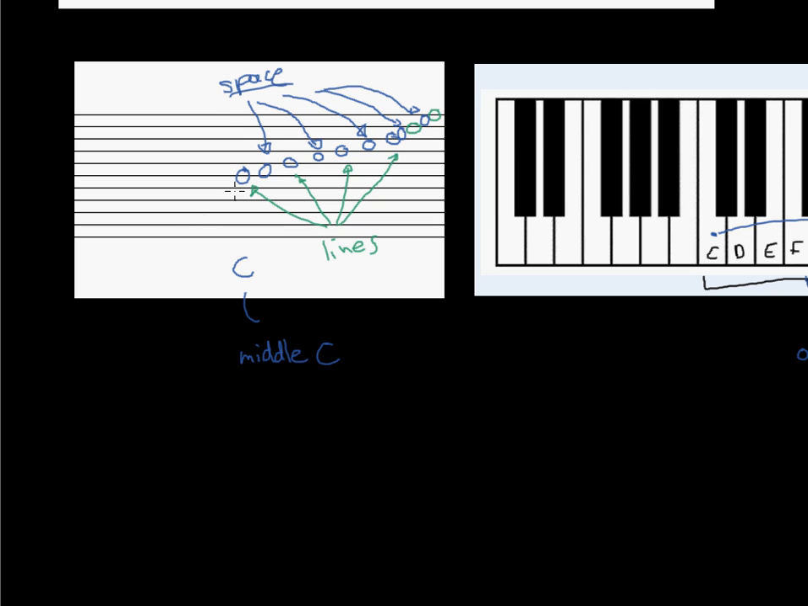We can also go down here, right? So let me do the, actually that's good. Let me do the spaces. Space, space, space, space, space. So they're all spaces. Let me do the lines in green here. So then we've got a line here, a line here, line, line, line, and line. Okay, so I hope that makes sense.